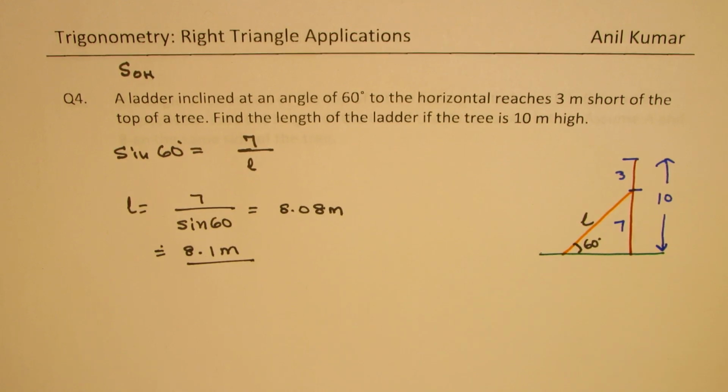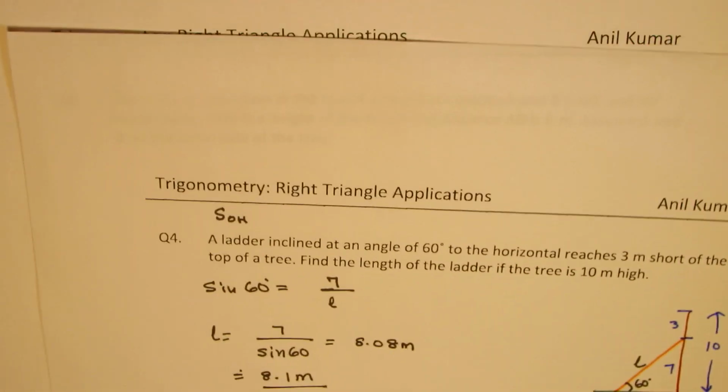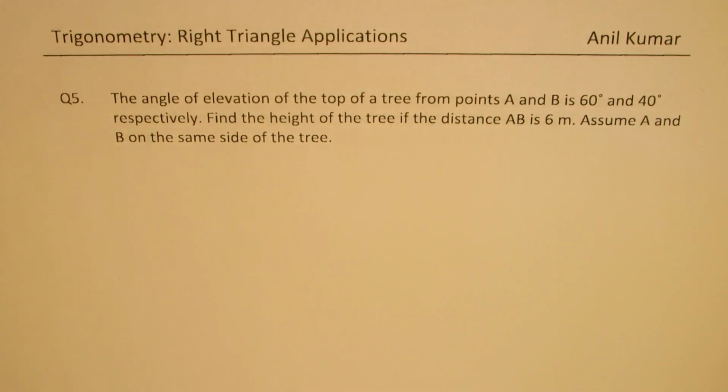Perfect. So that is how we are going to solve it. Question number 5. The angle of elevation of the top of a tree from points A and B are 60 degrees and 40 degrees respectively. Find the height of the tree if the distance AB is 6 meters. Assume A and B are on the same side of the tree.